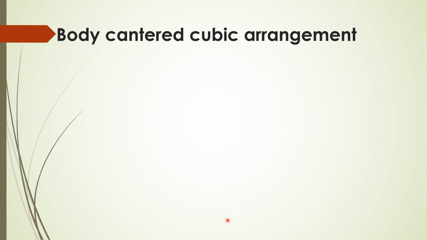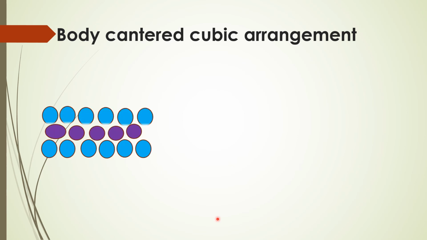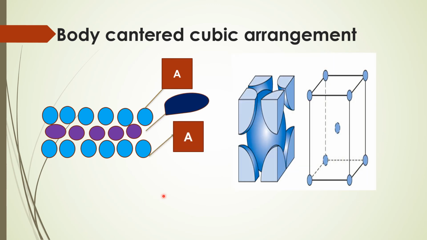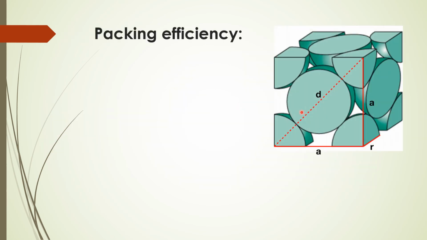So now the simple cubic cell is calculated. Now we are going to calculate the body centered cubic cell arrangement. How will the atoms be found for body centered? This is A, this is also A, and this is another type, B. The simple unit cell has only 8 atoms, and body centered means one atom in the center. Now the packing efficiency calculation.